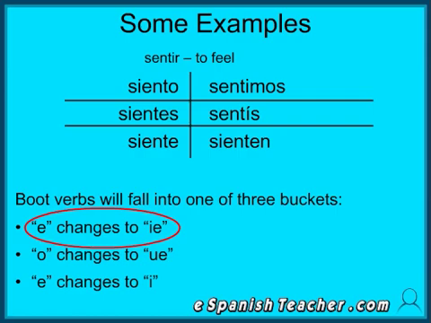If tú is the subject, the verb conjugates tú sientes. Ella siente. Él siente. Usted siente. Ellos sienten. Ellas sienten. Ustedes sienten. Those are the subjects that fit inside the boot. Now notice, nosotros sentimos. We still conjugate the verb, but we do not change the stem. Nosotros sentimos. Vosotros sentís.